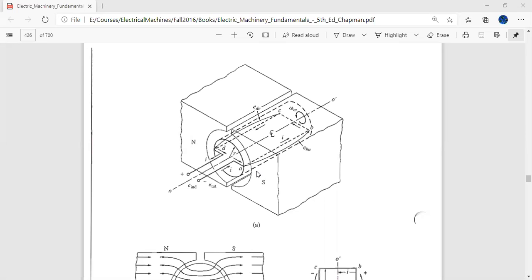If it is a generator, we are going to give it mechanical energy to make it rotate. If it is the case of motor, we are going to give it some current, and it will produce some torque, causing it to produce mechanical output from an electrical input.